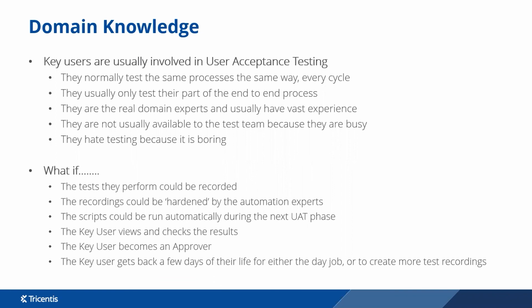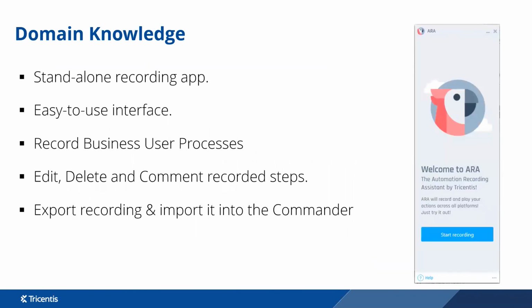And the way that we do that is we have a standalone recorder called ARA within Tosca. It's, as I said, standalone. It's an easy to use interface. It's like having a video recorder, if everybody remembers what those were. But it allows us to record the business user processes. They can edit, delete if they make mistakes. They can add comments. They can say, I want to verify this field, for example. And then once they've done it, we export the recording and just push it back into the normal Commander repository. And by the way, it's free as part of Tosca.